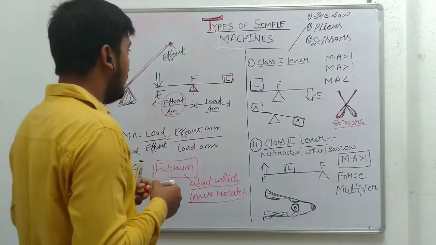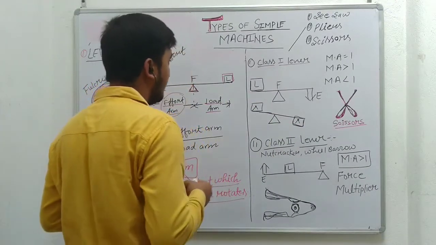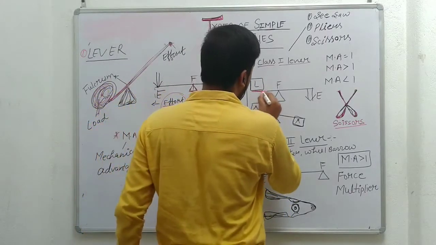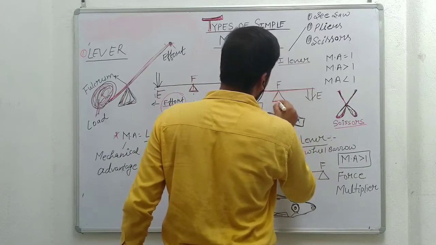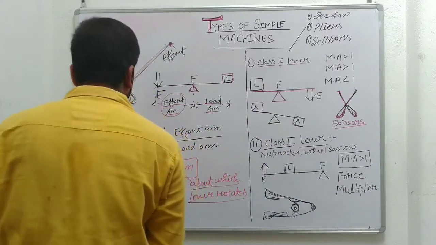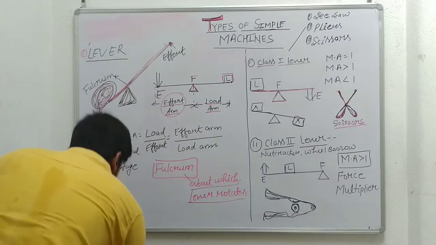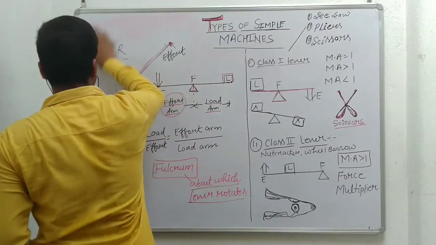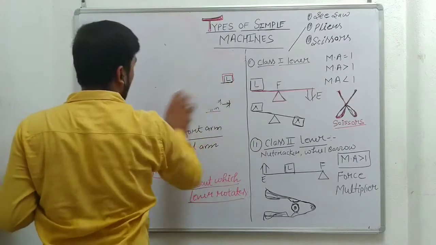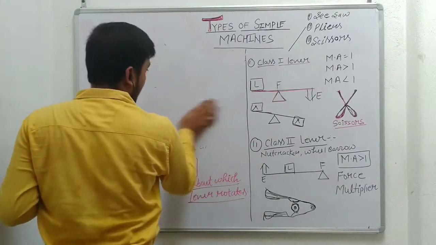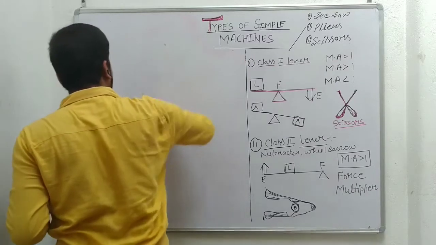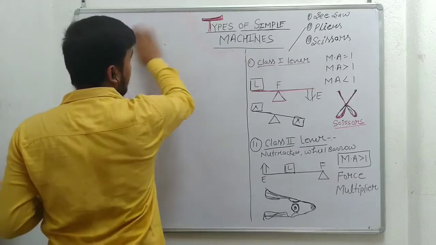Okay, so we shall start with class 1 lever. In class 1 lever, the fulcrum will always be in between effort and load. Here you can see in this diagram, the fulcrum is in between load and effort. Now we have to understand the values of mechanical advantage and the examples of class 1 lever.